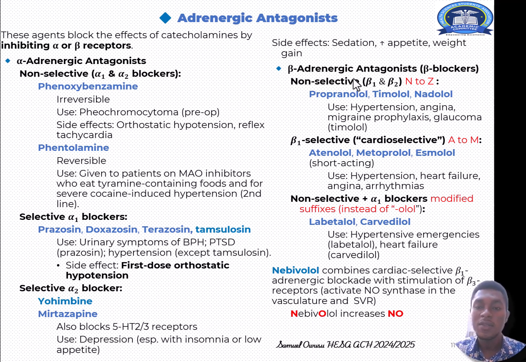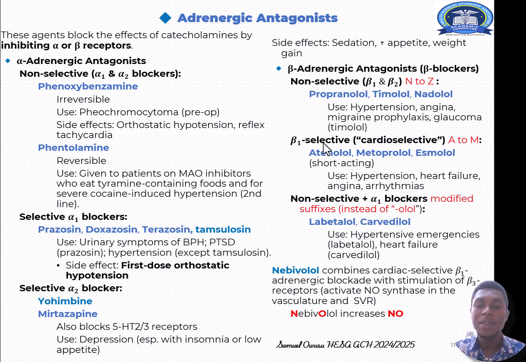The non-selective beta antagonists are remembered with the alphabetical letters, the ones that start from N to Z. Okay, and so we have propranolol, timolol, nadolol. Okay, anything that starts from N to Z, you want to remember that they are non-selective and they are first generation drugs.